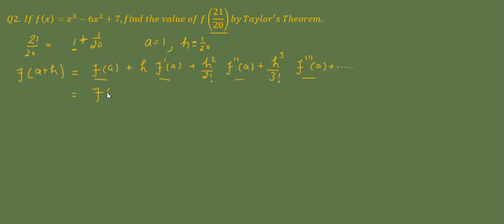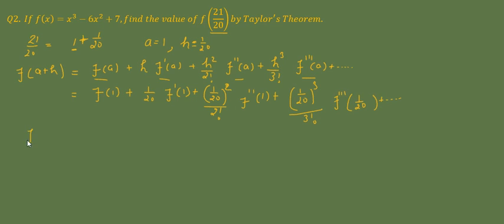So what is a here? A is 1, f of 1, and what is h? H is 1/20, f dash 1 plus 1/20 square by 2 factorial, the double derivative at 1, and similarly 1/20 cube, that is h cube by 3 factorial third derivative at 1, and likewise. Okay, so just write again fx.